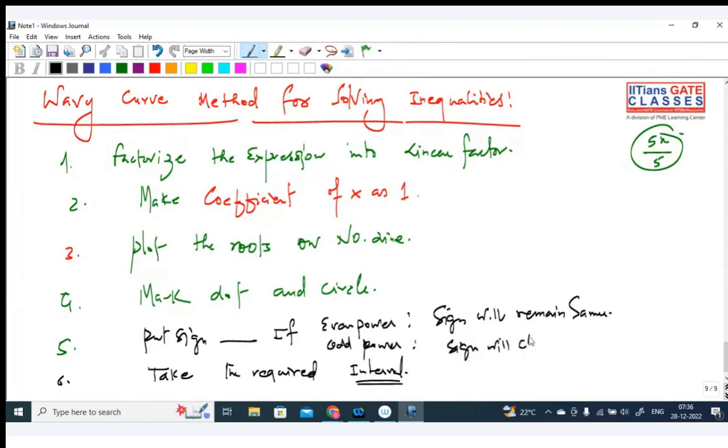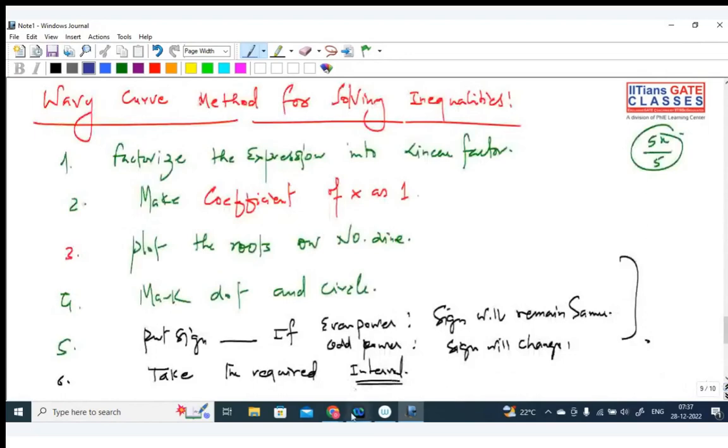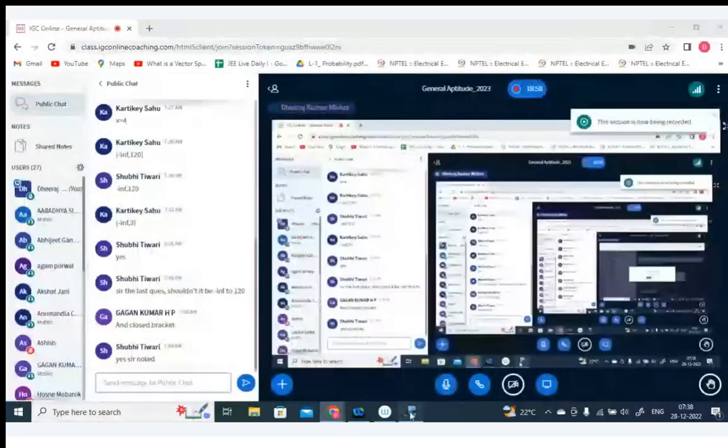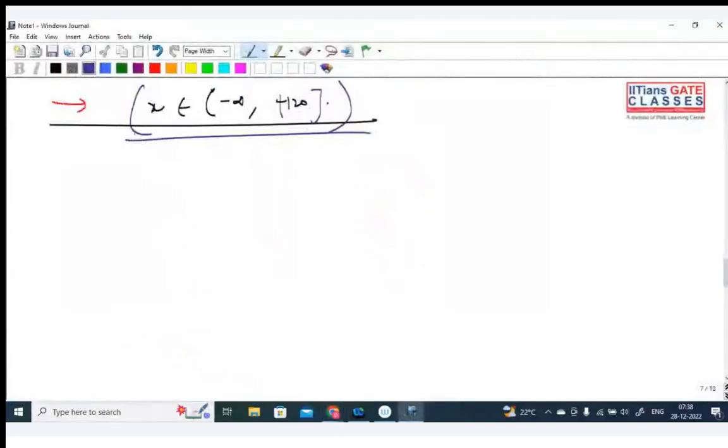So these are the steps, please keep in mind. These are the 5 to 6 steps, and it looks big, but whenever we solve the question, it will become very easy. Chalo, ek question karte hain. So please note down this, guys, and let me know once you have noted. You can make the correction here. Okay, that Subhi has suggested, so yeah, this is correct. I believe you guys have noted down.